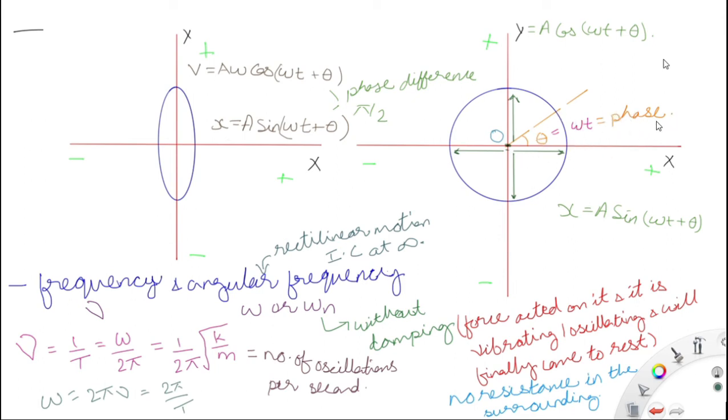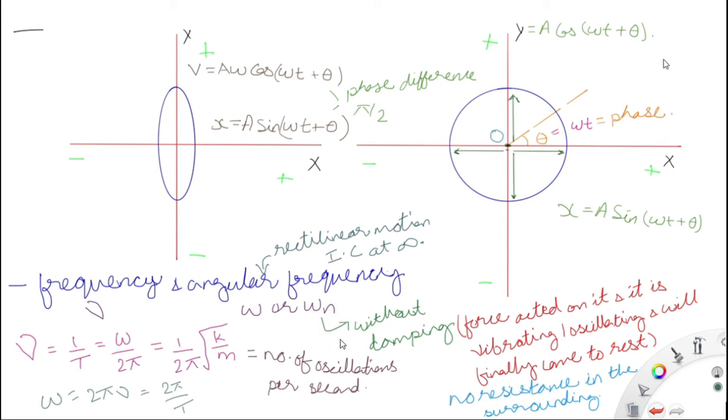O is the origin, here also O is the origin. Now the frequency and angular frequency. Frequency is shown by mu, and angular frequency is shown by omega or omega n. So omega n is used for natural frequency.